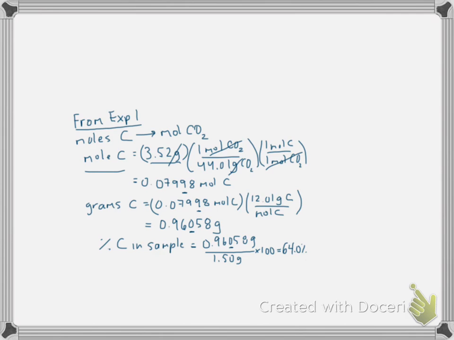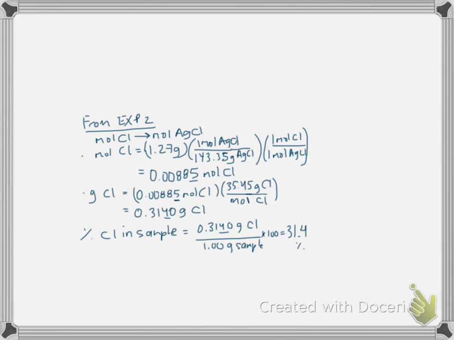We then can convert that to grams by multiplying the moles of carbon by its molar mass, which is 12.01 grams of carbon per mole of carbon. This gives us our grams. Now mass percent is just that gram quantity divided by the sample size, and in experiment 1, that sample size was 1.50 grams. So in this compound, 64% by mass is carbon.